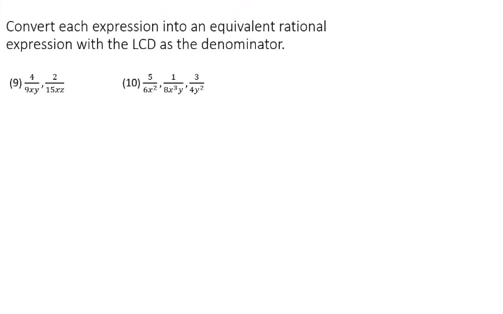All right, so for these examples, we're going to convert each expression into an equivalent rational expression with the LCD, or the least common denominator, as the denominator. So first we're going to have to find the least common denominator, right? Between 9xy and 15xz, we want to find the LCD, and we're going to use the same process.